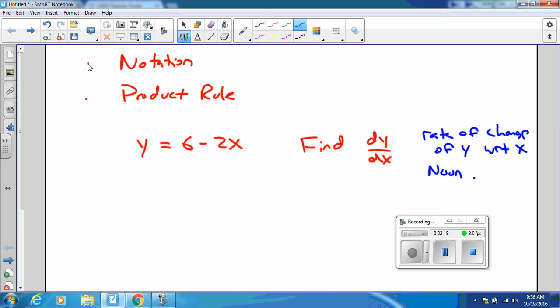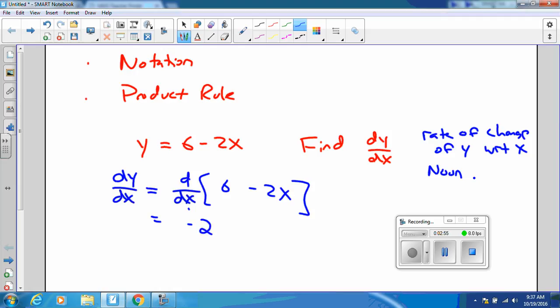Meanwhile, the way that we find dy/dx is to differentiate this thing. And the verb differentiate is spelled in math like this. So d/dx is an operator that takes this thing on the inside and returns its rate of change with respect to x. Does that make sense? So the way in which I would write this is dy/dx is d/dx of, and then I go through and apply my derivative rules. This is a linear function, so I get -2, and I'm done.